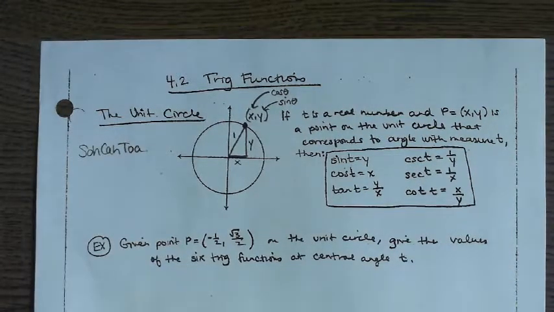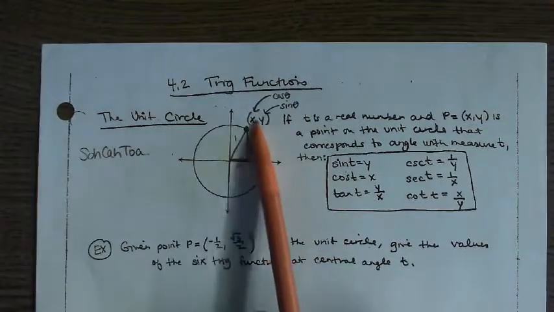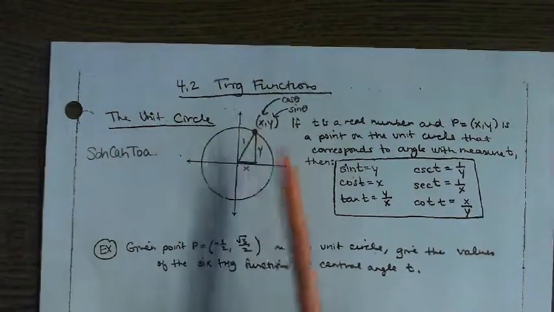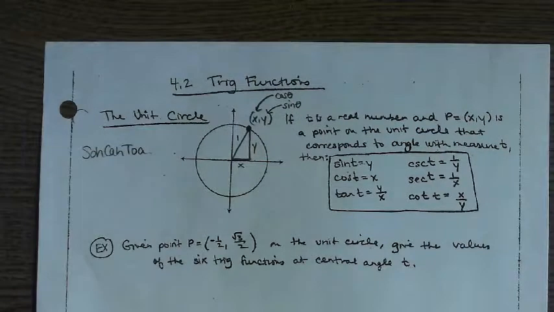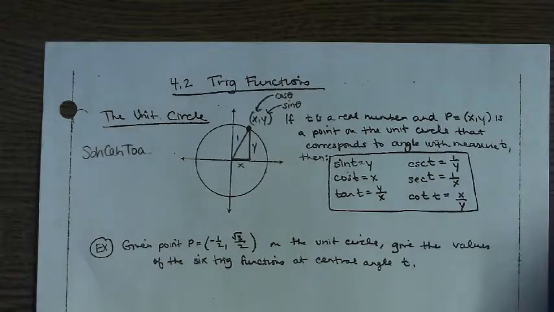And then your tangent, opposite over adjacent, is your y over x. You could take, if you know the point, your y-coordinate divided by your x-coordinate will give you your tangent of your angle. And then cosecant, secant, and cotangent are reciprocal functions, so you reciprocate all of those to get those.